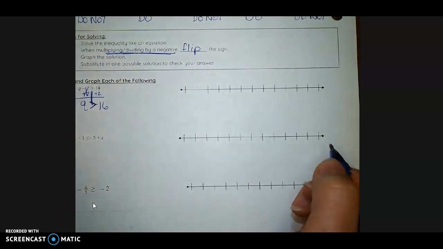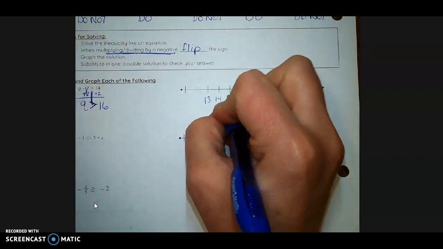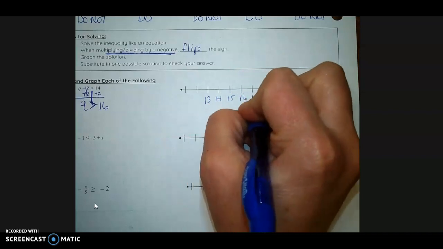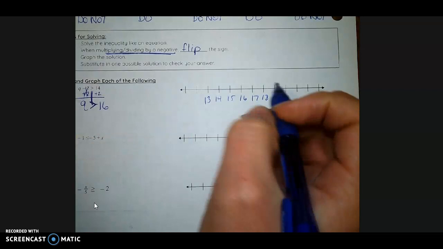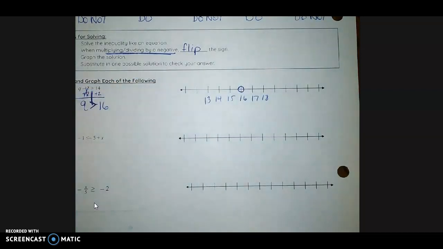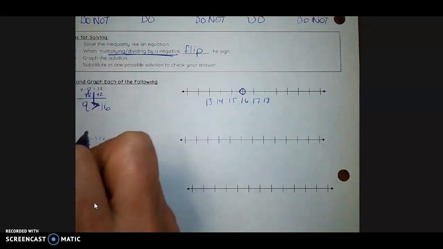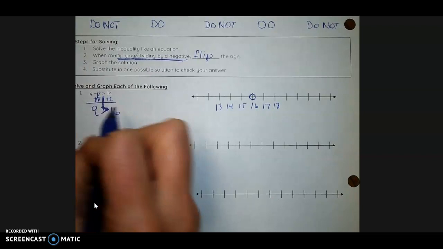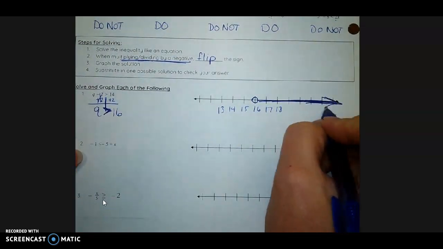So remember, on here, I don't need to count all the way up to 16. 13, 14, 15, 16, 17, 18. Totally good enough. Now, it's greater than 16, so I'm not going to include it. I'm going to put the open circle there. And greater than, do you see how it's pointing that way? And my variable is indeed on the left. So I'm going to shade that direction.